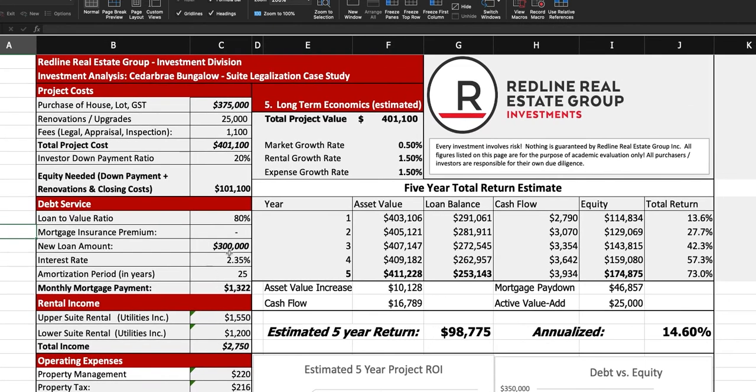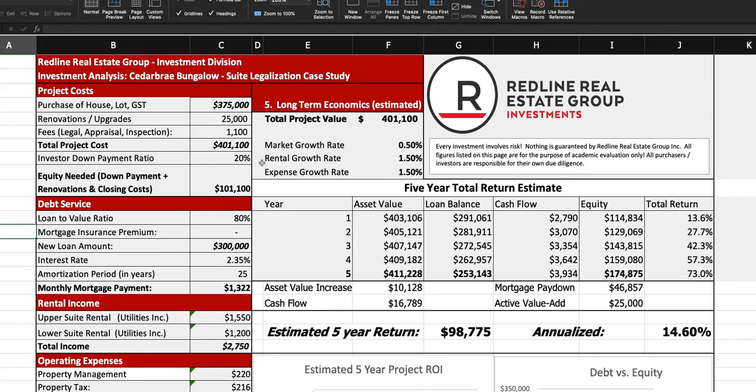So high level, this place was purchased for $375,000. We had an estimated budget of $25,000 to fix up the property and legalize the basement suite for a total project cost of just over $400,000 when you factor in legal fees and appraisal and all of that, which means that this investor would need just about $100,000 to buy it at 20% down.